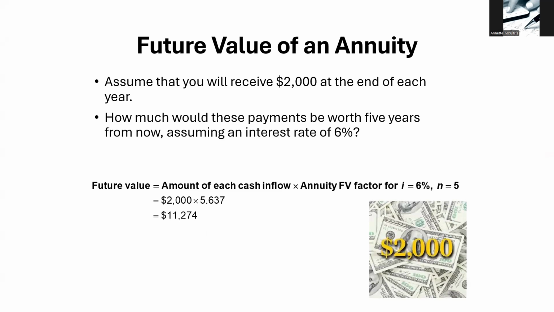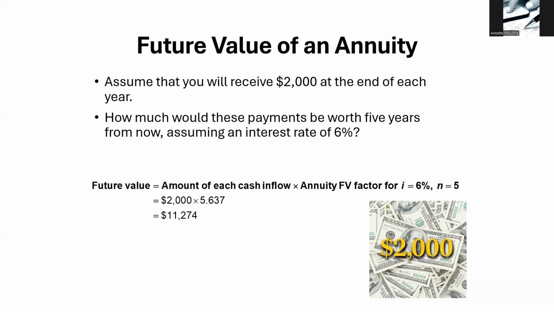Assume that you will receive $2,000 at the end of each year. How much would these payments be worth 5 years from now, assuming an interest rate of 6%? Again, we're getting the information from the table in the appendix. Future value is equal to the amount of each cash inflow times the annuity future value factor for i equals 6% and n equals 5.